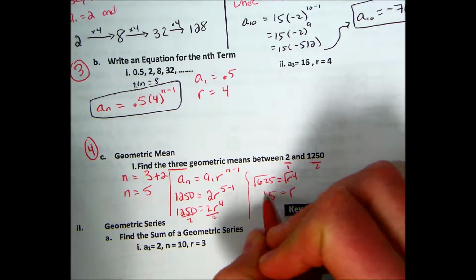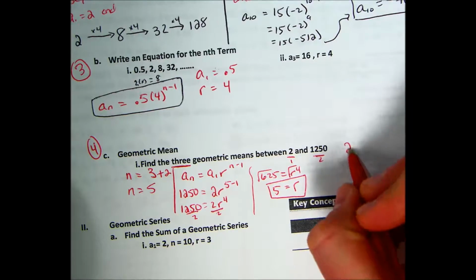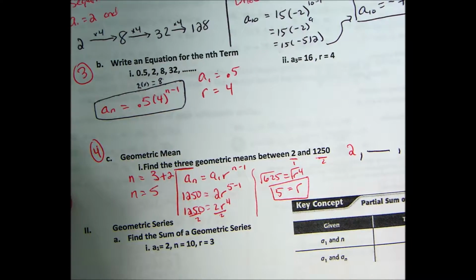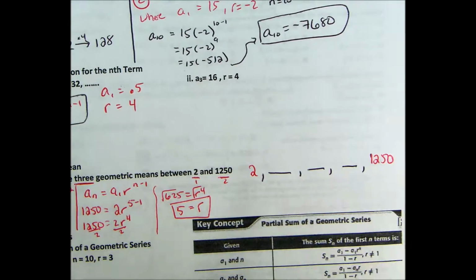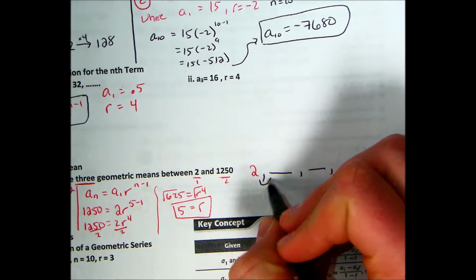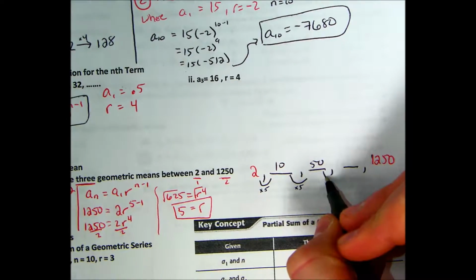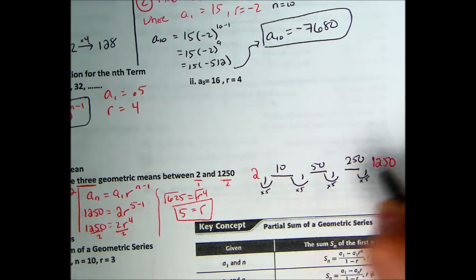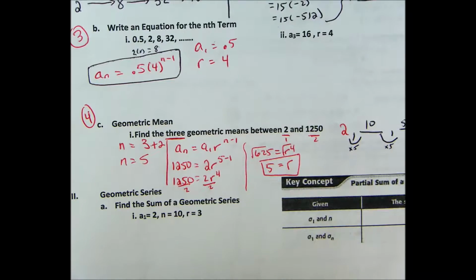So now I start with 2, and I have 3 missing ones. I'm going to end with 1,250. Now how would I get this one? 2 times 5 is 10. 10 times 5 is 50. 50 times 5 is 250. And then that times 5 will get you to 1,250. All right. So the biggest thing: first, find your n, and then you go find r.